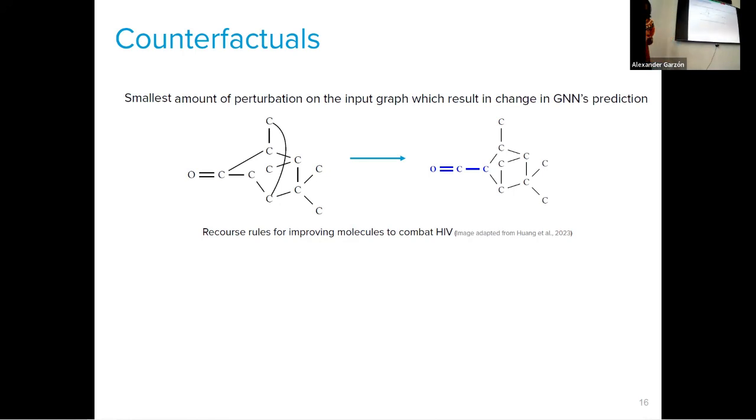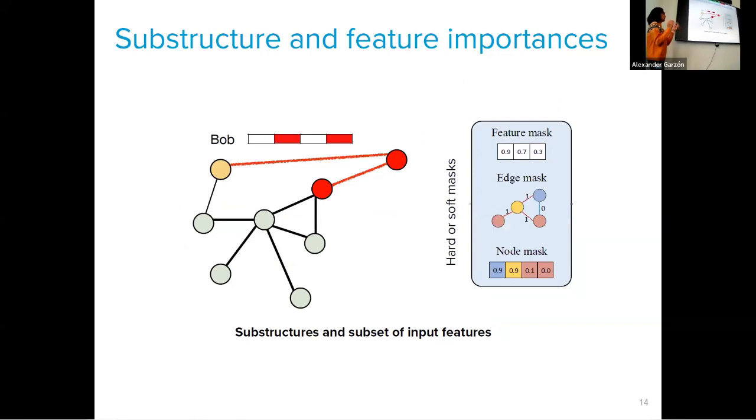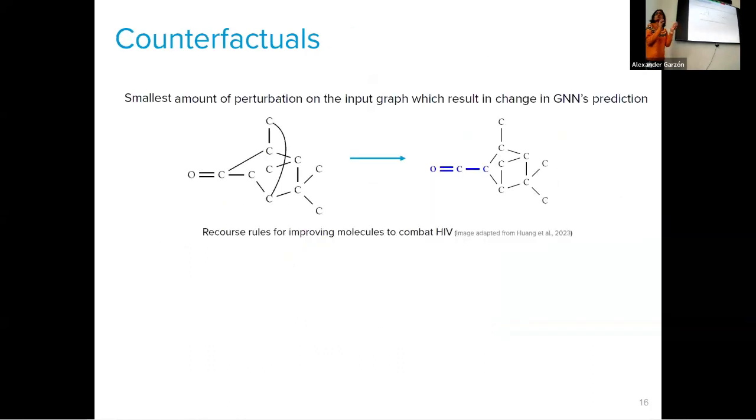What's the difference with the example you showed before, where you are highlighting the nodes that were important? So there you are looking for substructures or a subset of the input which are mostly correlated with the prediction, which leads to a prediction. In counterfactuals, you are looking for substructures which lead to a change in prediction. That's the difference.